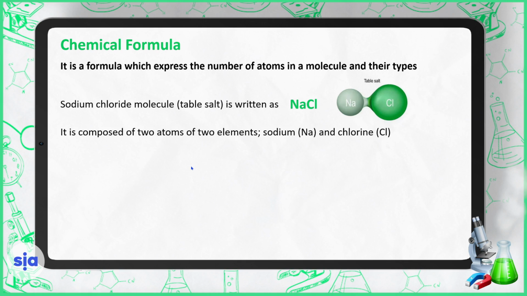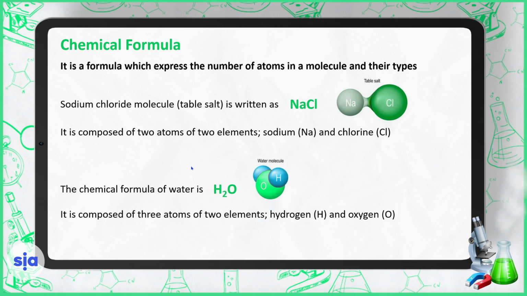It is composed of two atoms of two elements, sodium and chlorine. The chemical formula of water is H2O. It is composed of three atoms of two elements, hydrogen and oxygen.